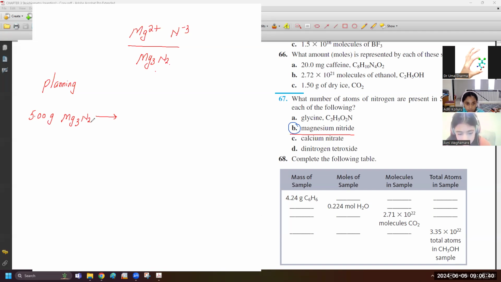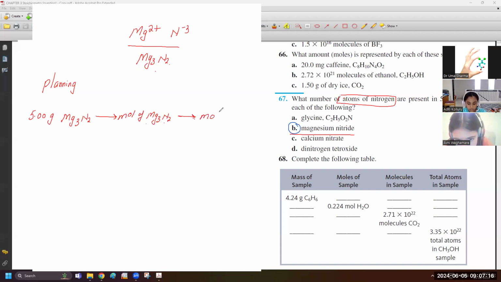Yeah, from grams the first step is to go to moles. Moles of what? Mg3N2. From moles of Mg3N2, we are going to go to number of... No, no, you cannot go to number of atoms. From moles of Mg3N2, don't go for number of atoms of nitrogen. You cannot. Where should you go?